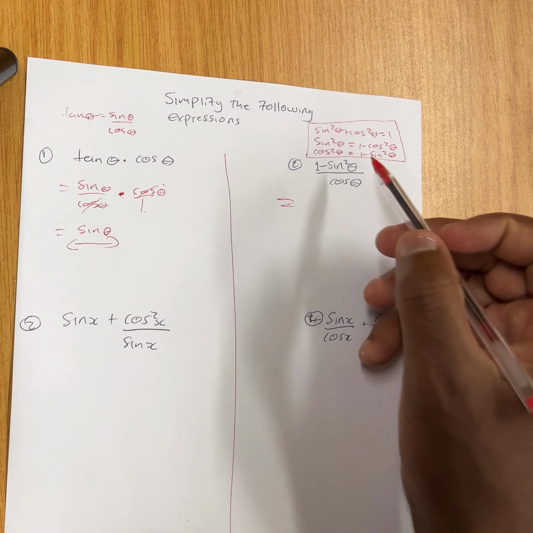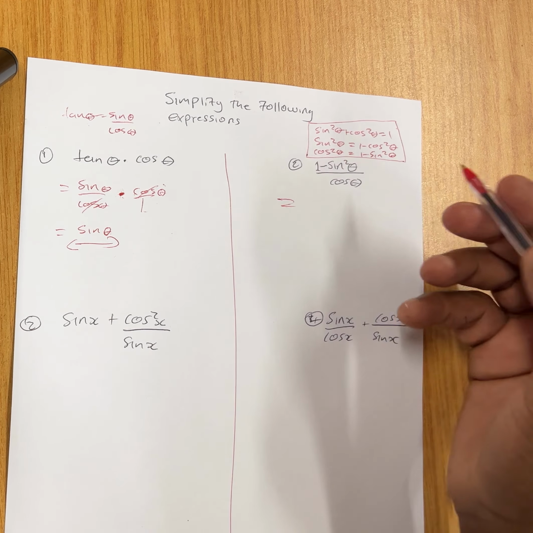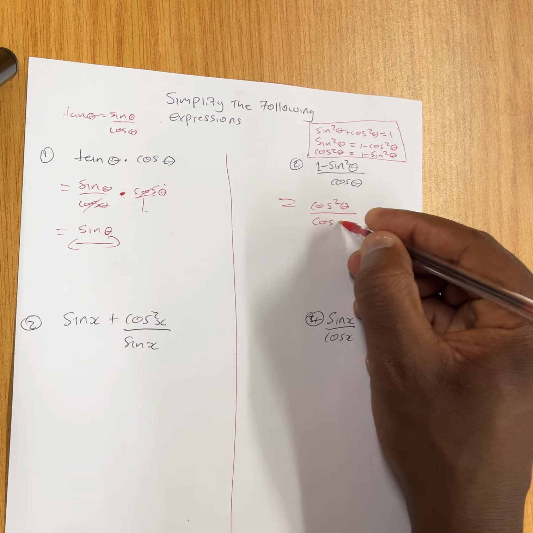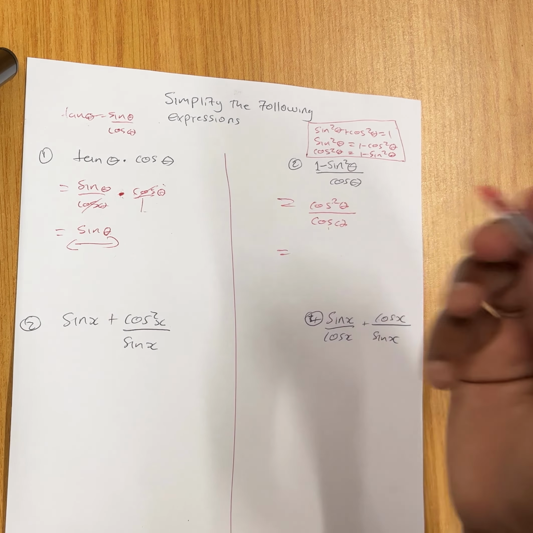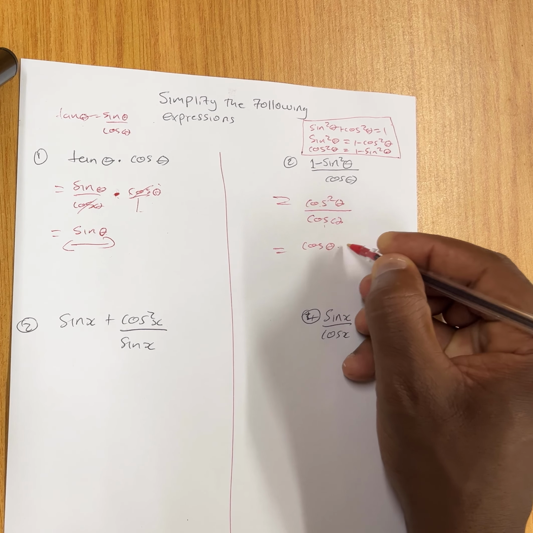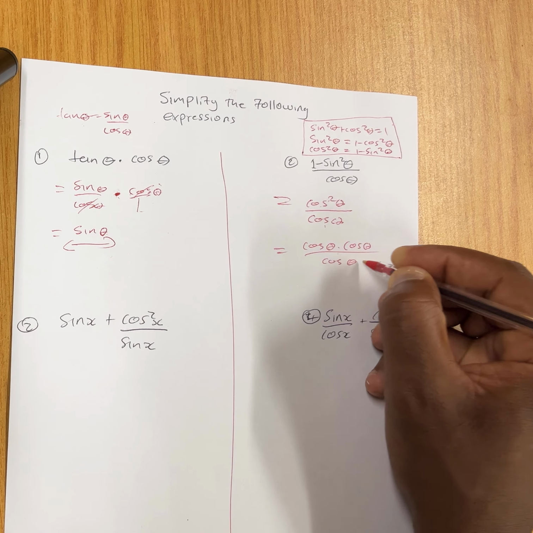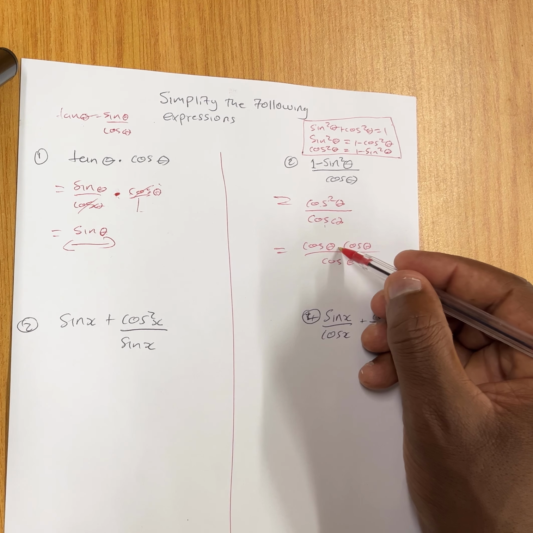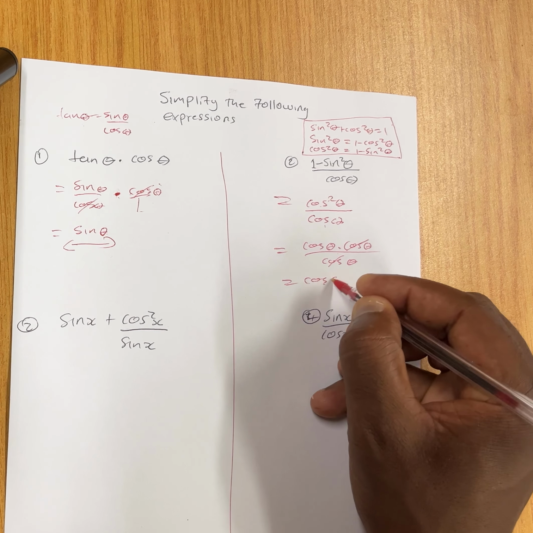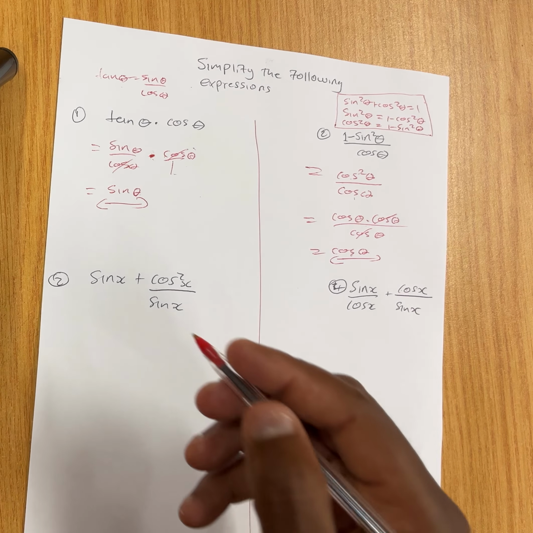So in this case, 1 minus sine squared theta is equal to cos squared theta divided by the cos theta. And then from this part here, you can just expand this cos squared theta: cos theta times cos theta divided by the cos of theta. Since we are dealing with multiplication, you can cancel the two and you remain with cos of theta, and then you're done. Let's check the third one.